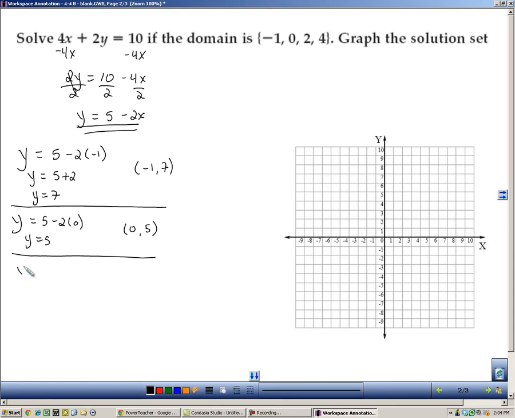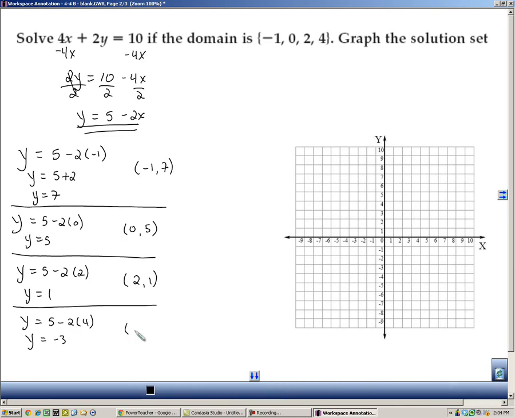Next ordered pair, y equals 5 minus 2 times, plug a 2 in. 2 times 2 is 4, and 5 minus 4 is 1. So 2, 1 is my next ordered pair. And finally, y equals 5 minus 2 times 4. 2 times 4 is 8, and 5 minus 8 is negative 3. So I plug in a 4, and I get a negative 3. So those are my 4 ordered pairs.